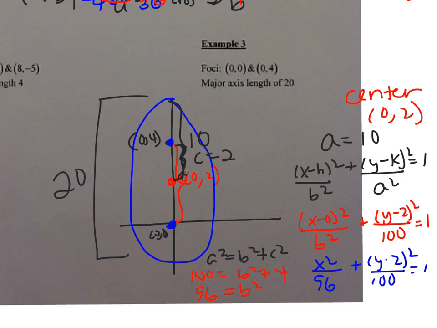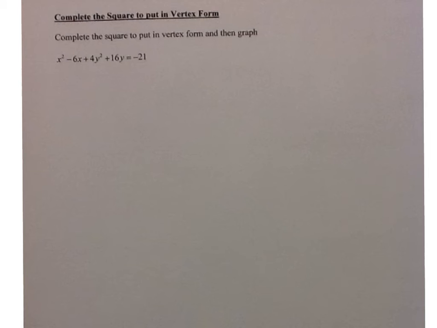Okay, so flip it over. Let's take a look at the back. Let's take a look at this. It says complete the square to put in vertex form. So notice I have this equation. It's almost in standard form. It's not equal to 0, so it would be equal to 0 to put it in standard form. I want to put this in vertex form so I can identify the center and find my a, my b, so I can find my vertices and find my foci.